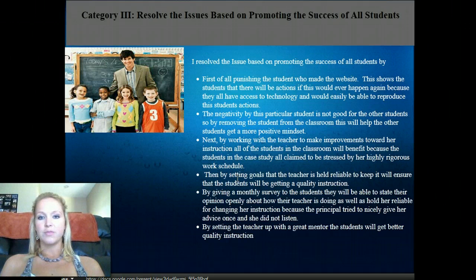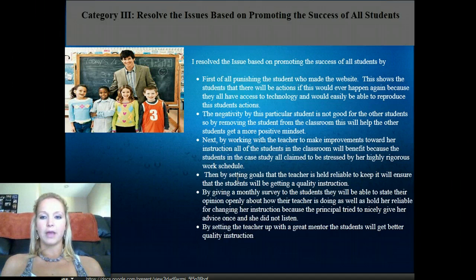I resolve the issue based on promoting the success of all students by, first of all, punishing the student who made the website. This shows the students that there will be actions if this would ever happen again, because they all have access to technology, and they could easily reproduce the student's actions if they were also mad. The negativity by this particular student is not good for the other students, so by removing the student, that'll help the others have a more positive aspect.